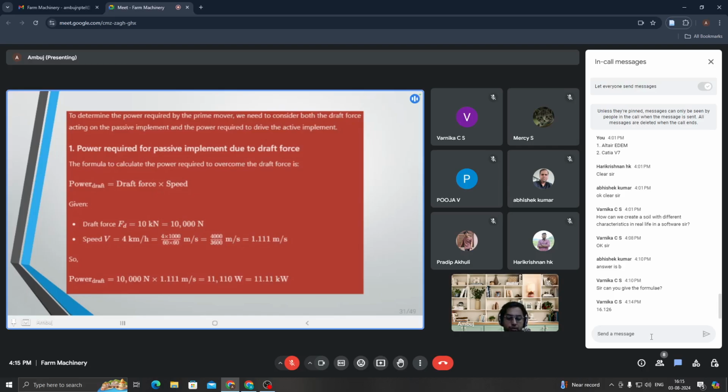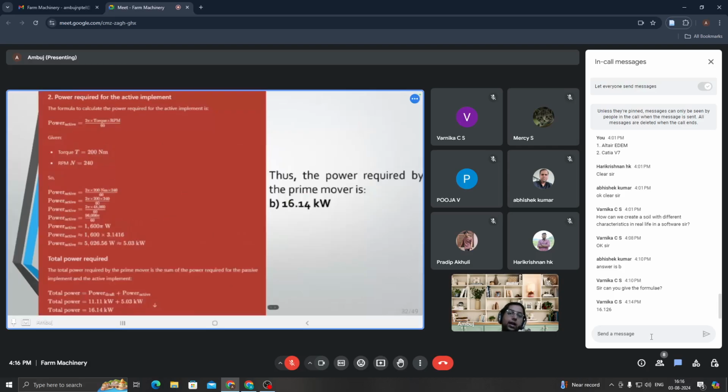Just check it once. If some mistake is there, see here in front of you also, I am doing it once more. I have done it previously also, and I am doing it once more just for showing you. So first I got the power requirement pertaining to my draft, for passive tillage implement, as 11.11 kilowatt.